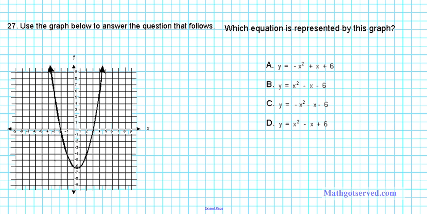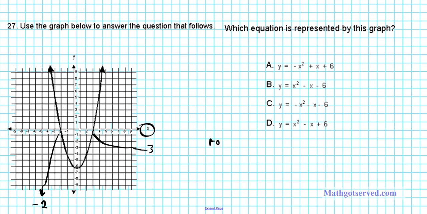All right, let's take a look at question 27. It says use the graph below to answer the question that follows. Basically, which equation is represented by this graph? So if you take a look at this graph, we know what the roots are. The roots are where the graph cuts the x-axis, okay? So it cuts at 3, kind of hard to see, and this other root right here is negative 2, okay?